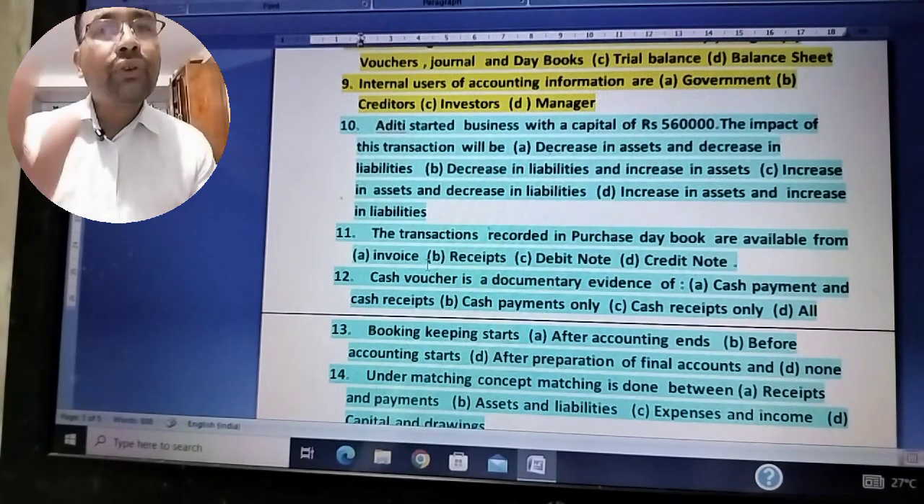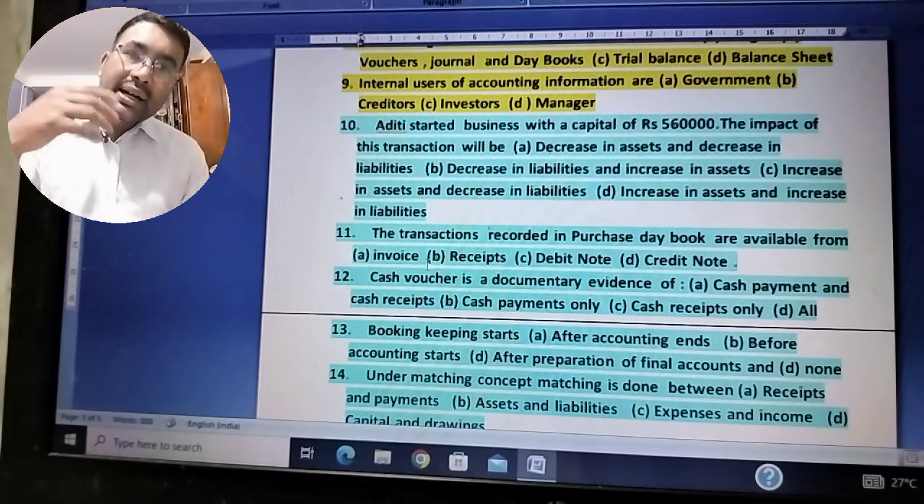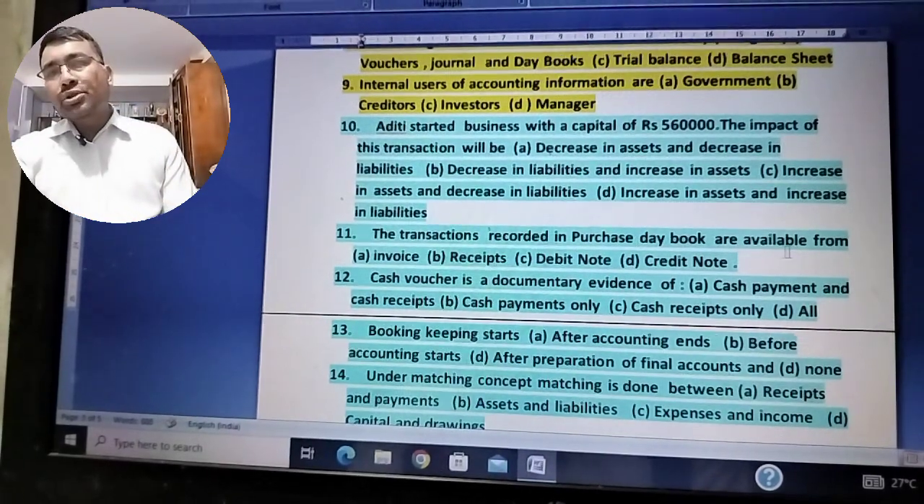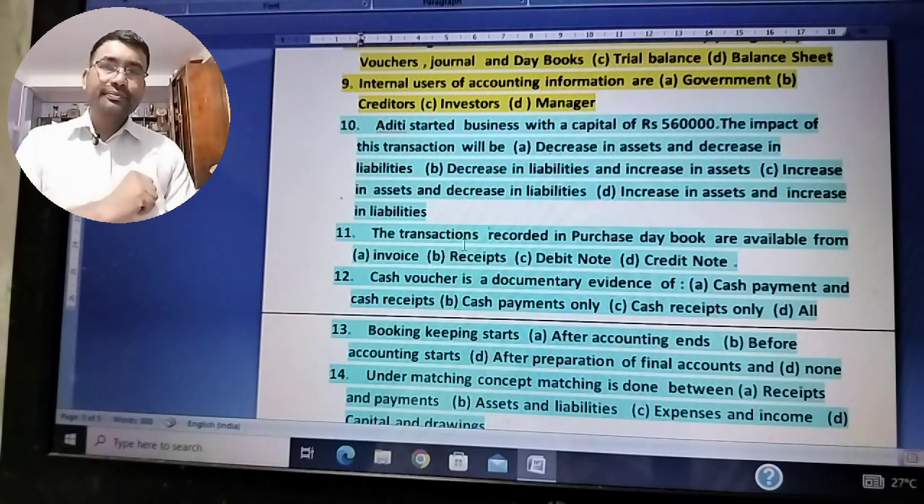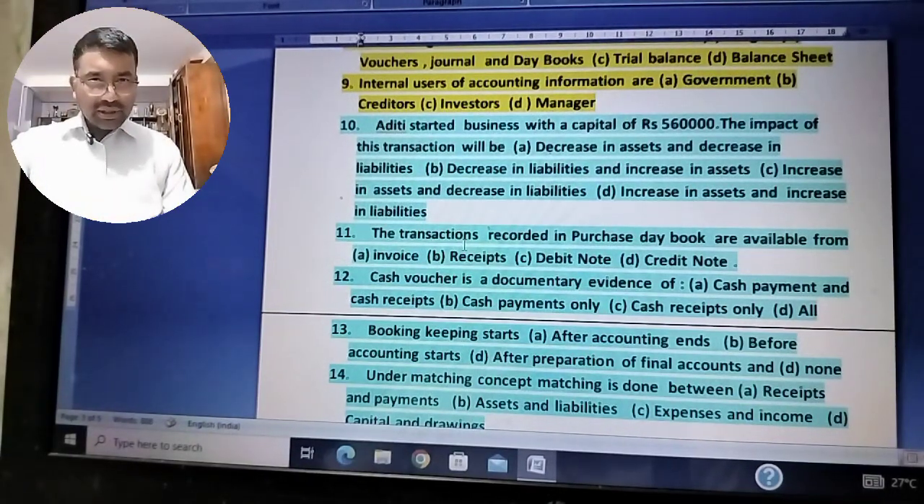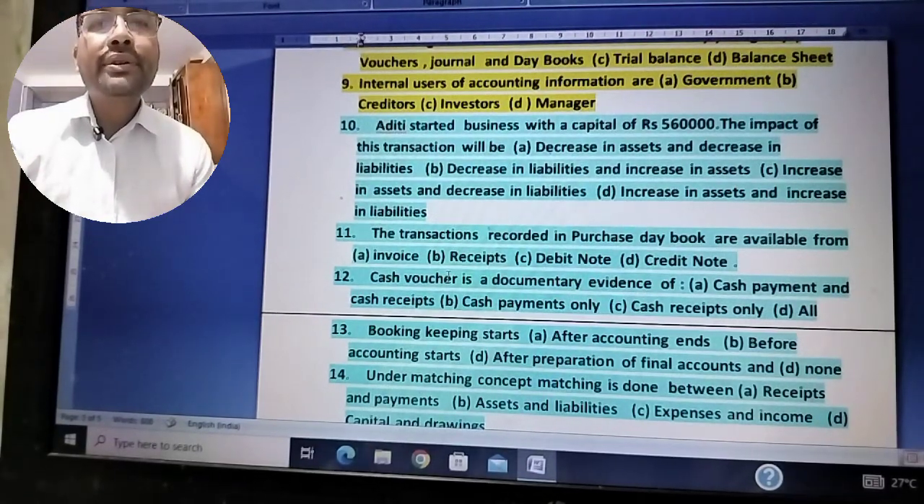But invoice, so invoice is a document or a statement which is usually issued at the time of credit purchase or credit sales. So transactions recorded in purchase day book are available. Purchase day book is a book which is meant for recording only credit purchase. On the basis of receipts, you may record in the cash book. But on the basis of invoice, which is issued when goods are purchased or sold on credit, transactions recorded in purchase day book are available from invoice.